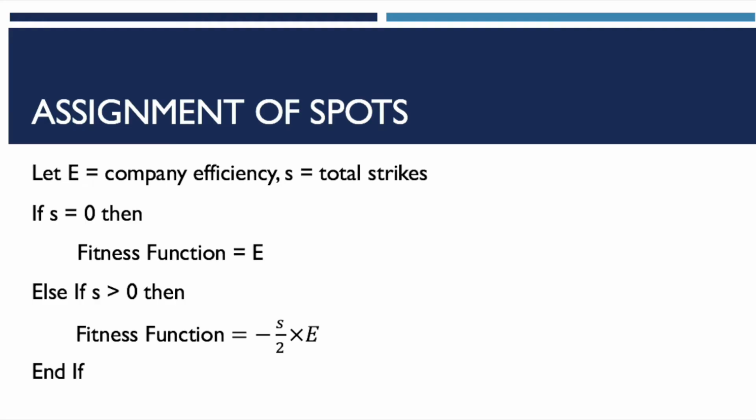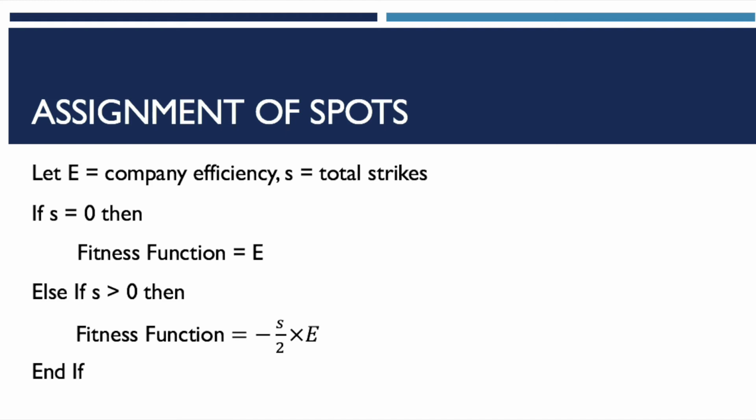In the algorithm used to optimize the spot assignment, E is equal to the overall company efficiency and S is equal to the number of strikes. The overall company efficiency is determined by management and can be inputted using the Edit Settings user form.